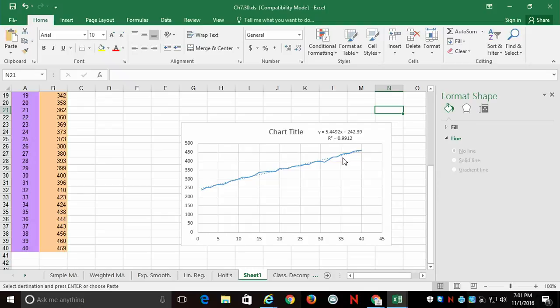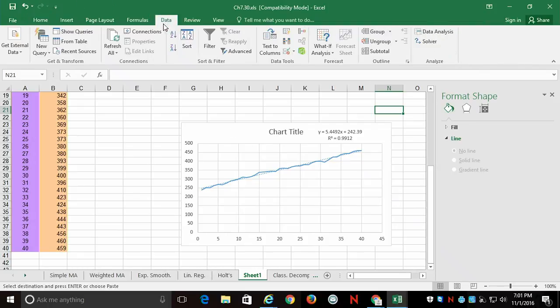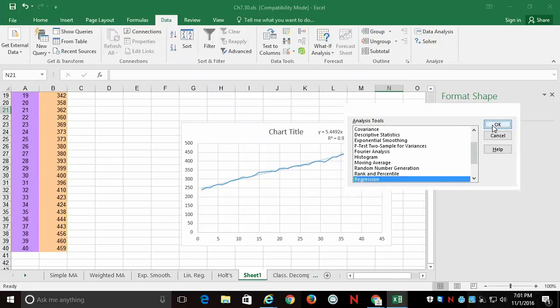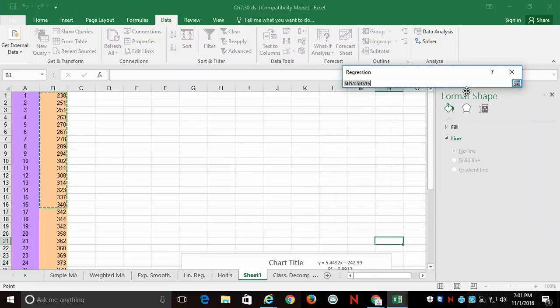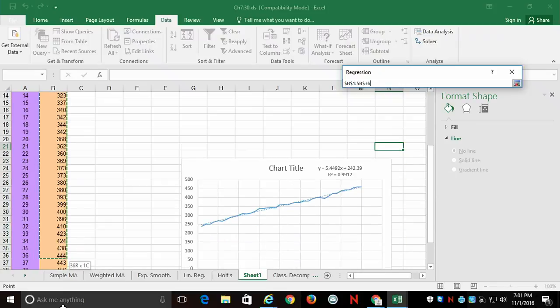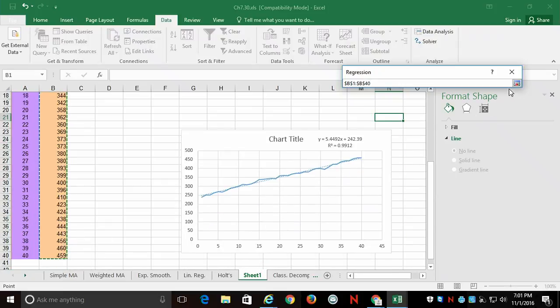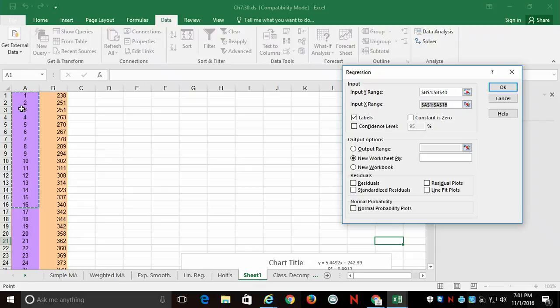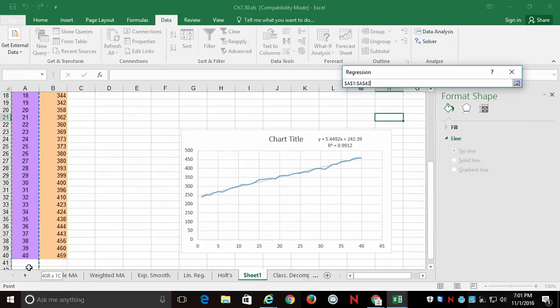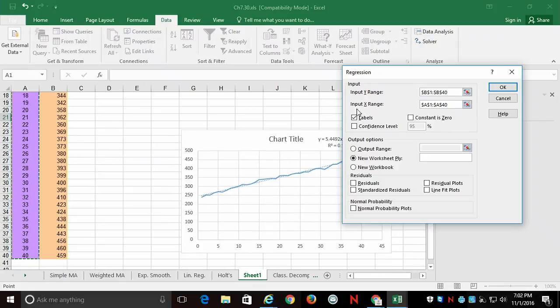So the slope is 5.5, and the R squared value is 99.12. So 99% of this movement is based on what? It's based on time. Let's go a little further. If I do data analysis, regression, my Y range would be B1 through B40. My X range is A1 through A40. I forgot that I didn't copy over the labels, so I'm going to uncheck the labels box.